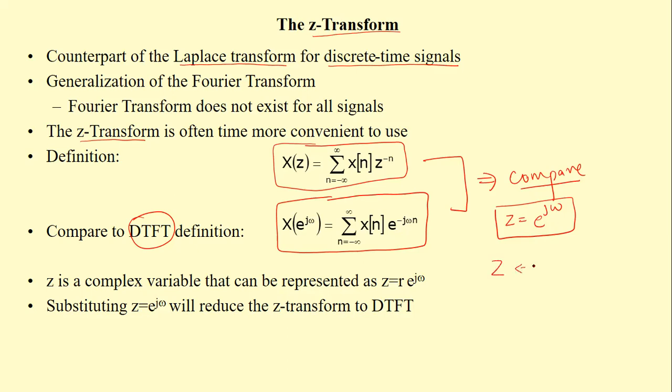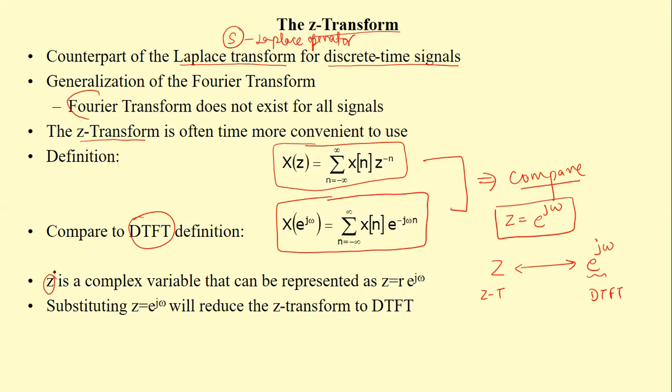So we can say that we have z in the Z transform and e raised to the power j omega in the discrete time Fourier transform, right? Now, the Fourier transform does not exist for all signals. Similarly, we will not have the Z transform of all sequences. In this equation, z represents a complex variable. Like in Laplace transform, we have s, which is the Laplace operator, similarly in Z transform we have the z operator.